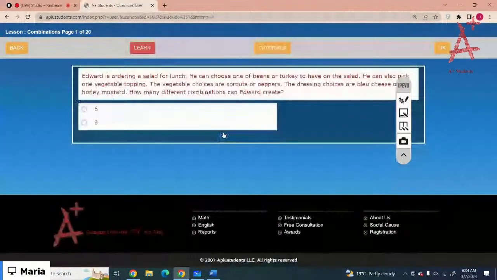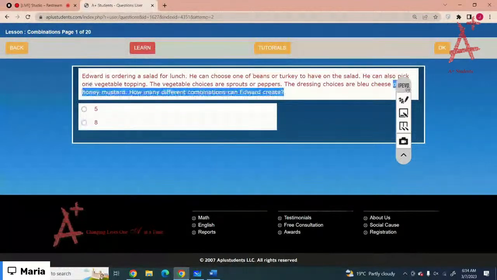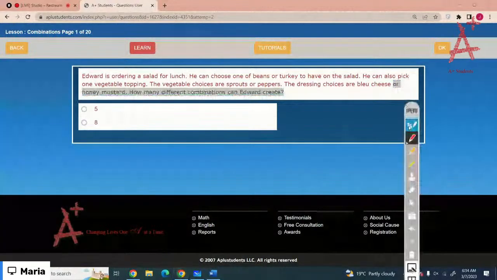Okay. Edward is ordering a salad for lunch. He chooses one of the beans or turkey to have on the salad. He can also pick one vegetable topping. The vegetable toppings are sprouts and pepper. The dressing choices are blue cheese or mustard, honey mustard. How many different combinations can Edward create?